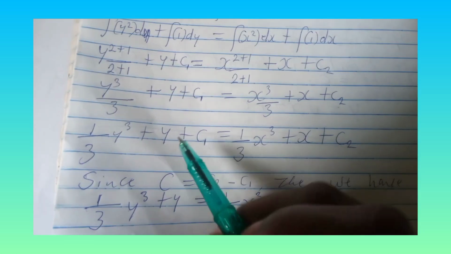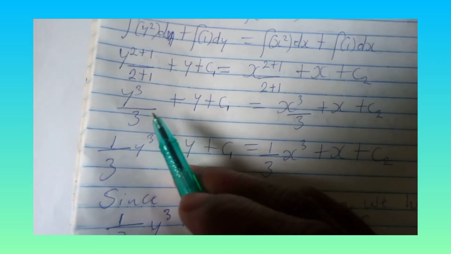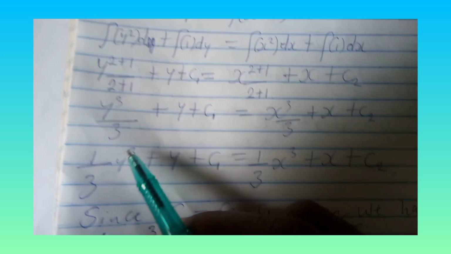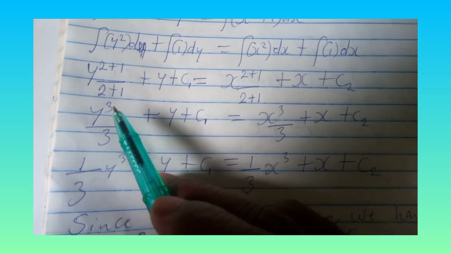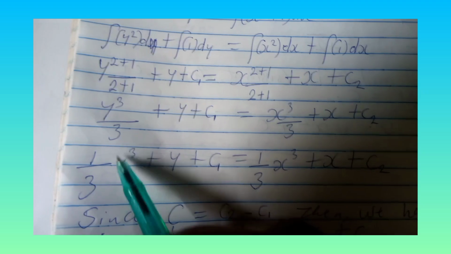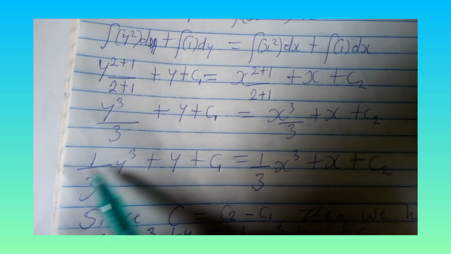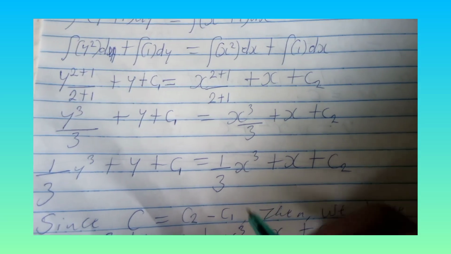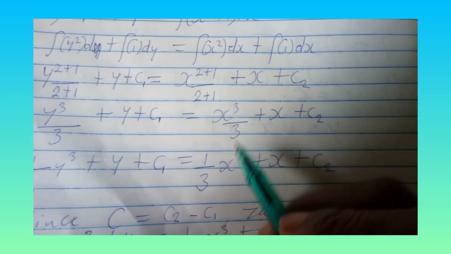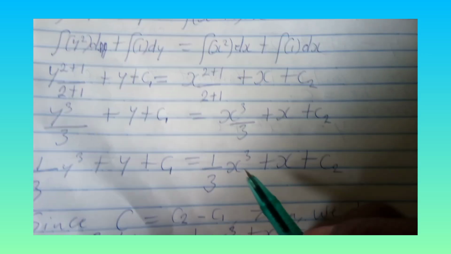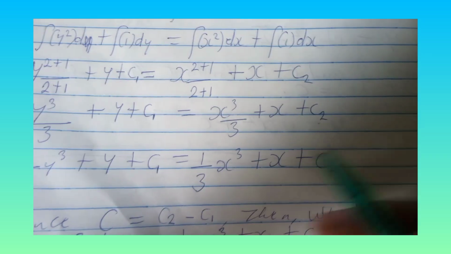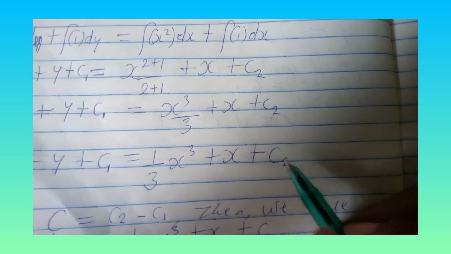So in this case, we have 1 all over 3, because 1 all over 3 times y raised to the power of 3 is the same thing as y raised to the power of 3 all over 3. We just bring this constant out to multiply it like that, but it is the same thing, plus y plus our constant 1 equals 1 all over 3. We factor it out also, times x raised to the power of 3, which is the same thing as x cubed all over 3, plus x plus c2.